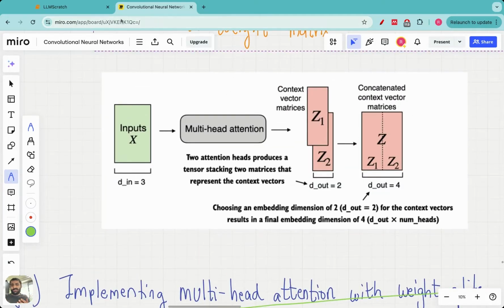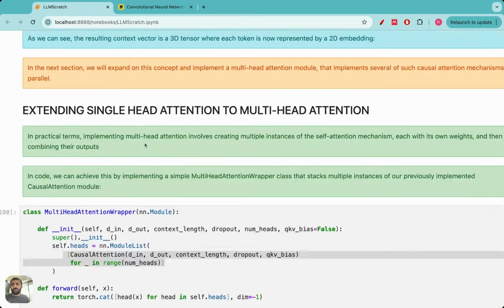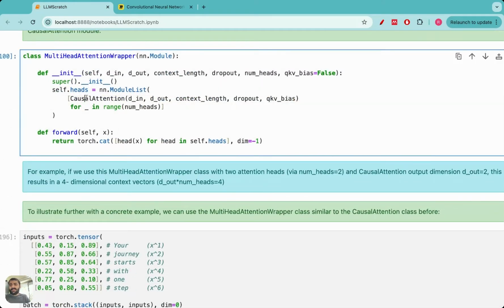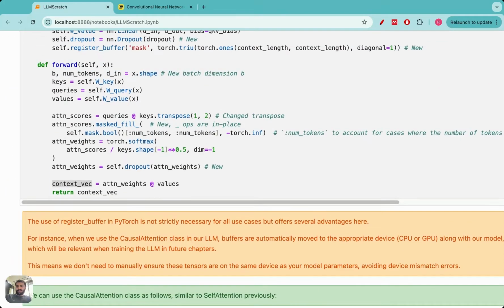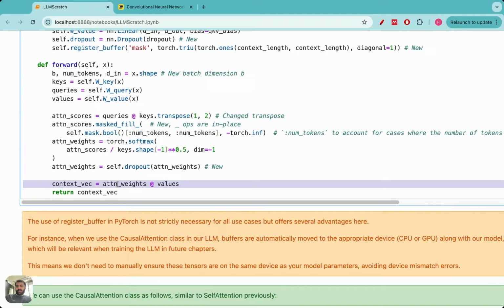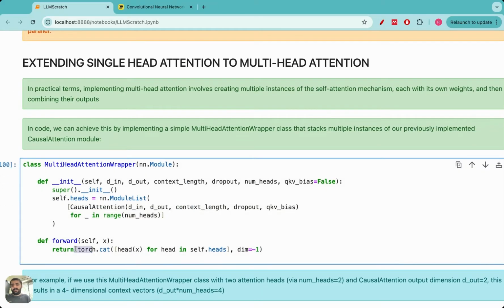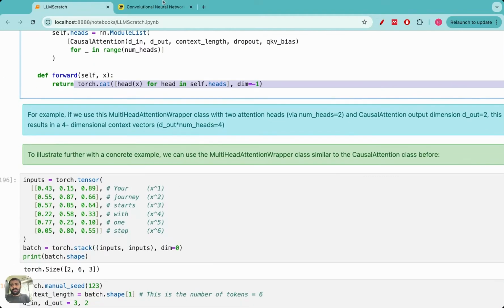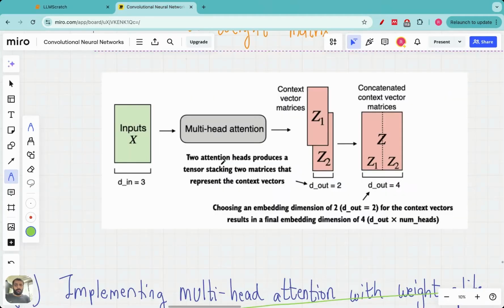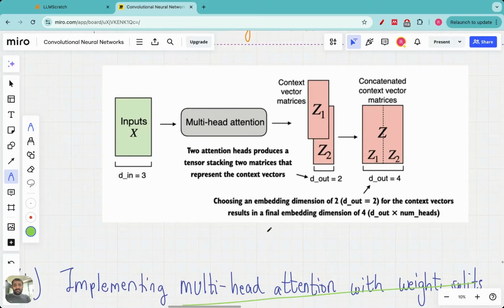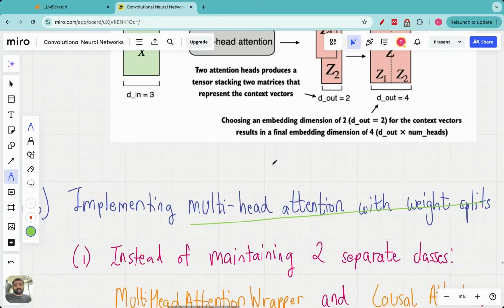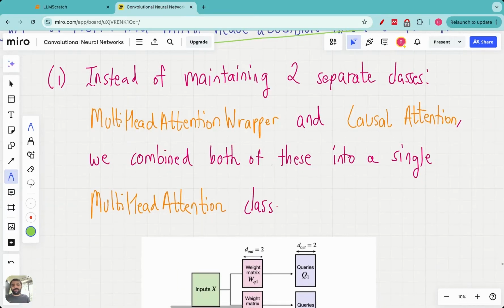So in the previous lecture, the way we implemented multi-head attention was something like this. We had the causal attention module, and we calculated the causal attention module result, which is the context vector for every single attention head. And then we concatenated the results from the different context vectors together, and that led to a large matrix. This was the process. Now what we are going to do is follow a slightly different procedure, and that's called multi-head attention with weight splits, and it's much more computationally efficient.